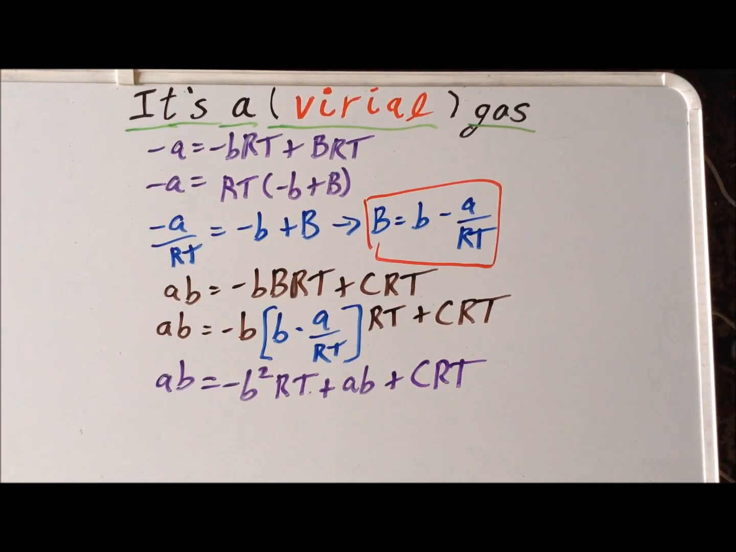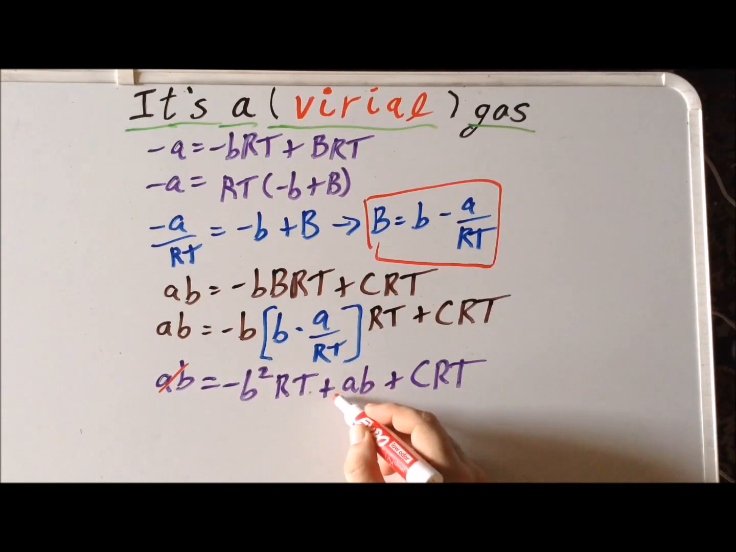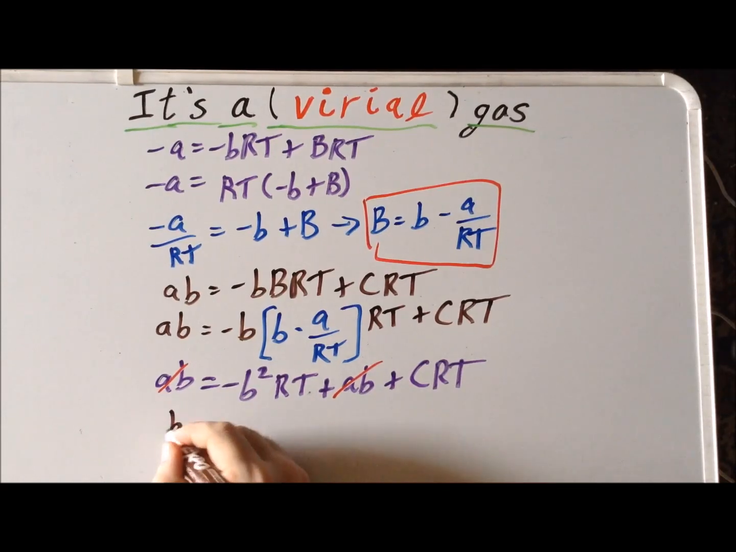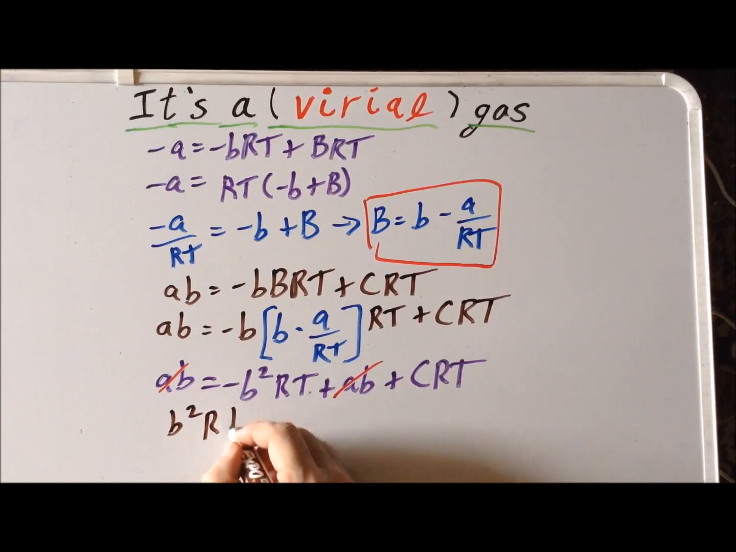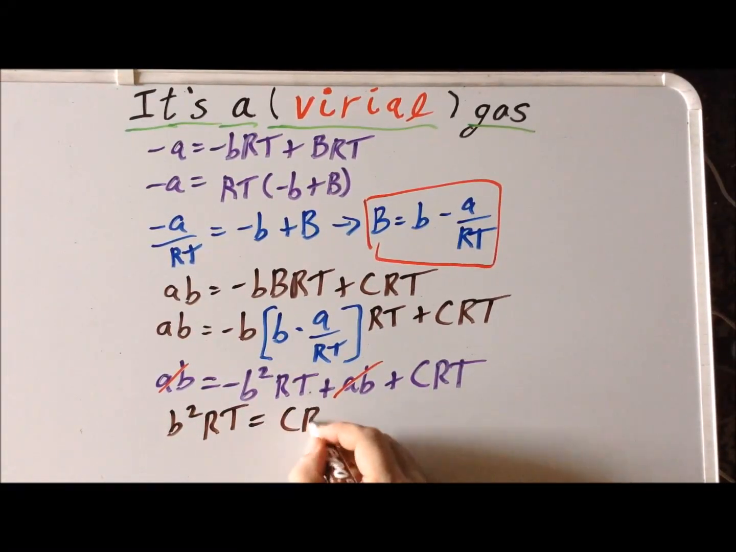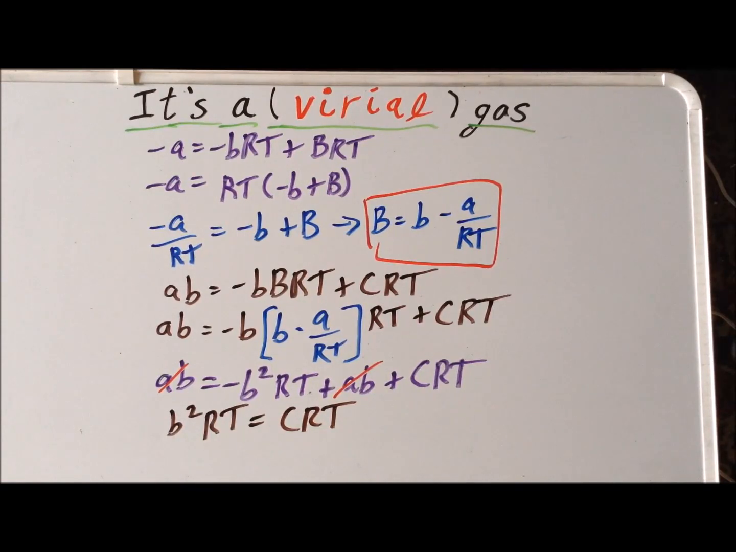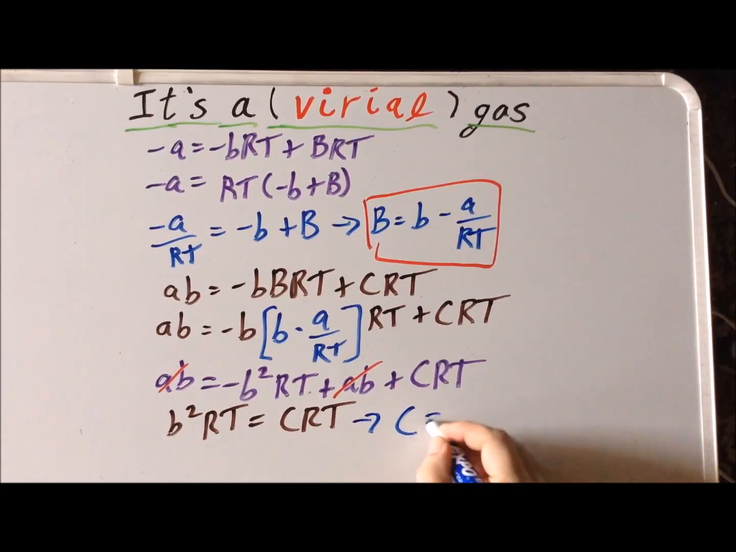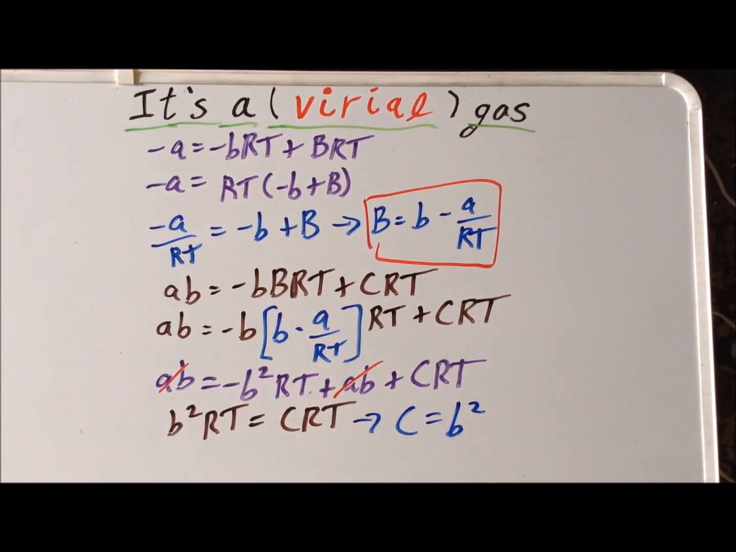And almost immediately we notice that we have a factor of ab on each side, which we can subtract. And this gives us that b squared times RT is equal to big C RT. We divide each side by RT. We know that T is never 0 by the third law of thermodynamics. So we can divide through, and we get the result that big C is equal to little b squared.